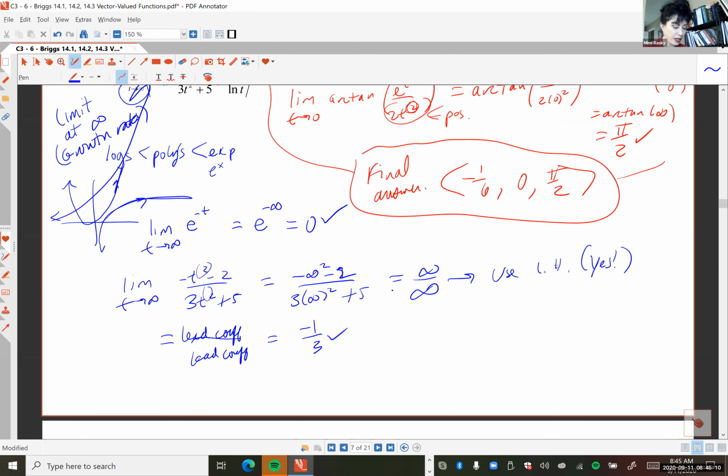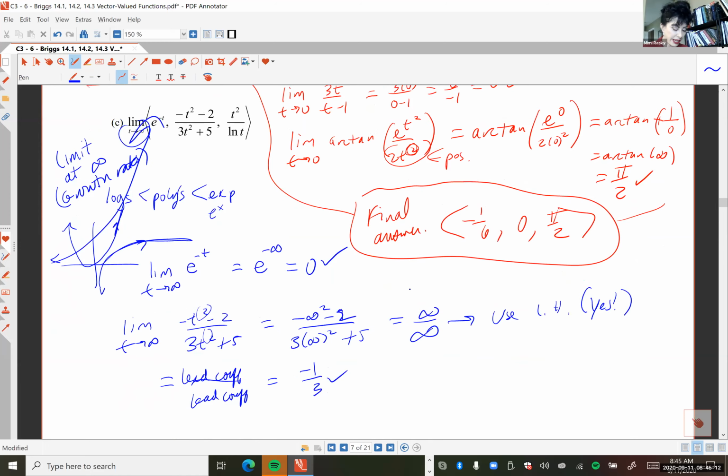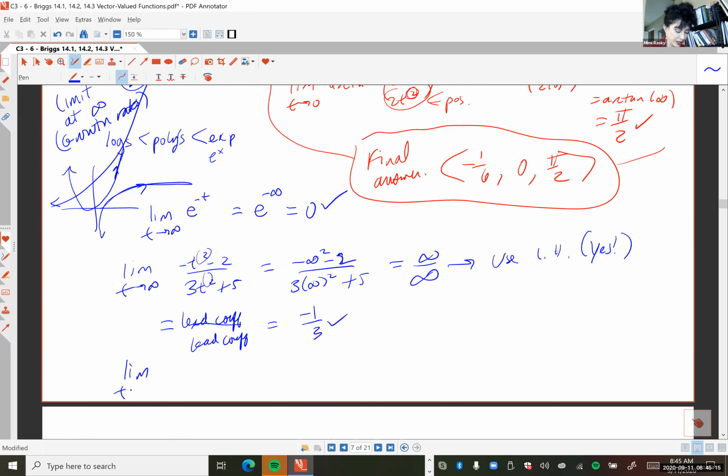Okay, fine. Let's go on to the last guy. This is where growth rates are going to come into this situation. You've got a polynomial all over a logarithm, so this is going to give me infinity over infinity. Certainly you can use L'Hopital's and keep going, but there's a quicker way to short circuit this process. I notice I have a polynomial all over a logarithm, and they both go to infinity as t goes to infinity.